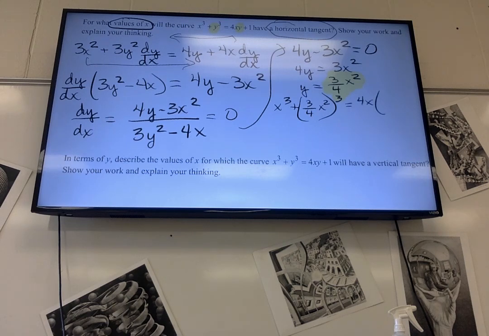She's plugging into the original. Why? Oh, because if I plug it into the derivative, I know it's equal to 0, because I just said the derivative was equal to 0. Cool. So what are we doing now? No, I am plugging this into the original equation. We're trying to find values of x so I can find the x's that make this have a horizontal tangent. Fine. And that happens when y is 3/4 x squared.